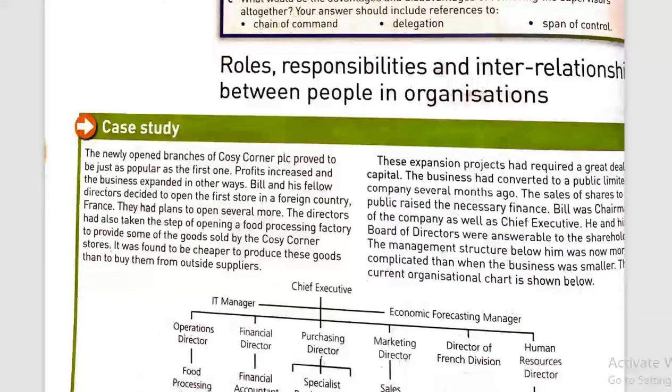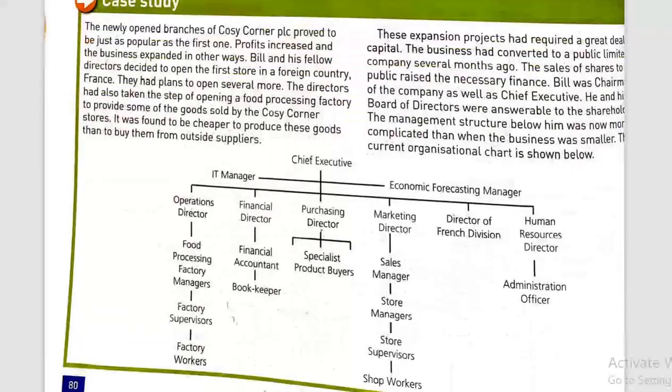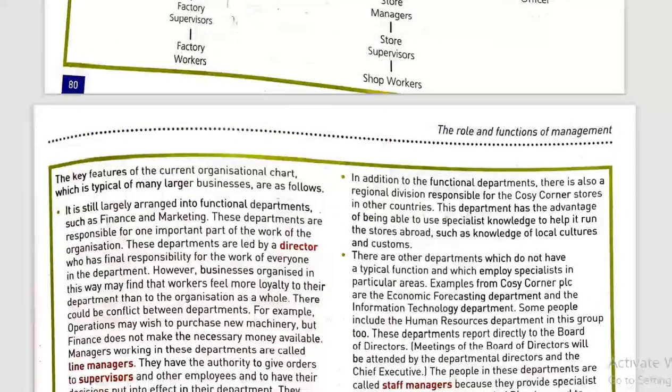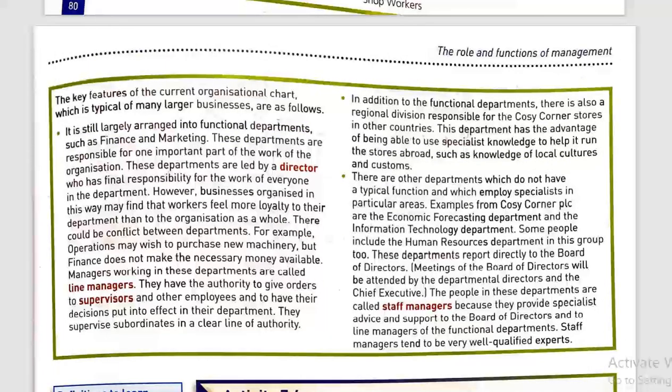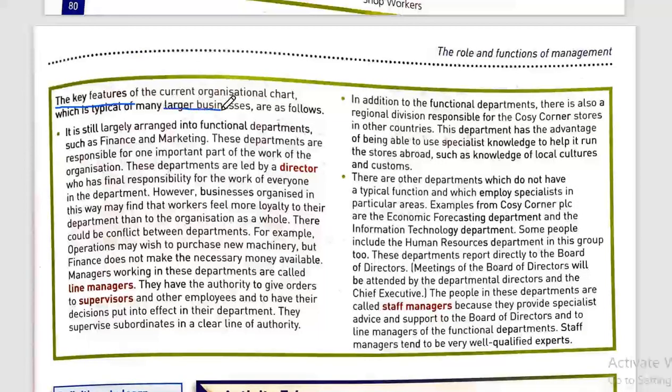So, roles, responsibilities, and interrelationships between people in the organization. Over here, the key features of the current organizational chart, which is typical of many larger businesses, are as follows. When we are working in large businesses, the structure is different from smaller businesses. I want you to learn the main positions in these large businesses and the key features of the organizational chart for larger businesses.